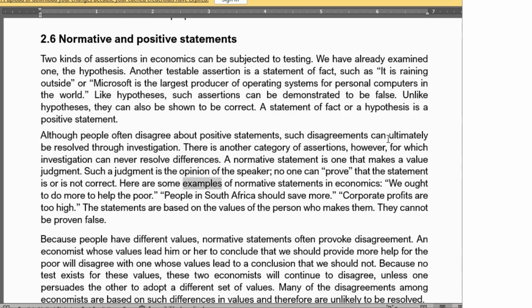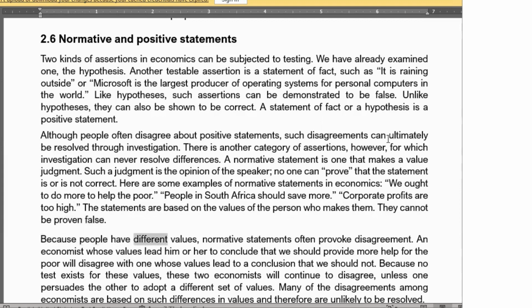Here are some examples of normative statements in economics: we ought to do more to help the poor. People in South Africa should save more. Corporate profits are too high. The statements are based on the values of the person who makes them. They cannot be proven false.